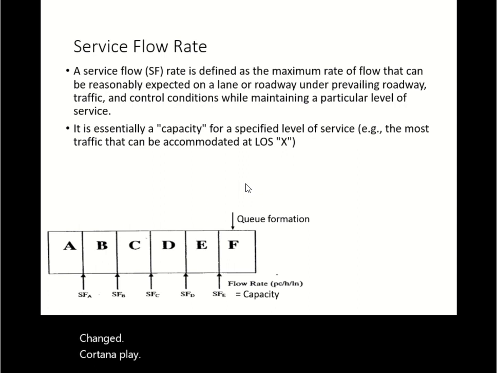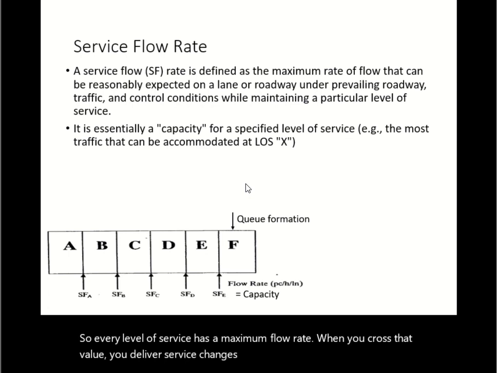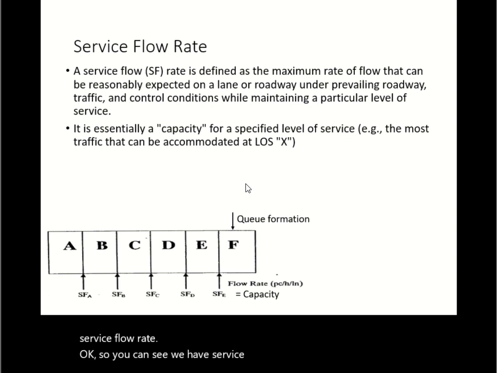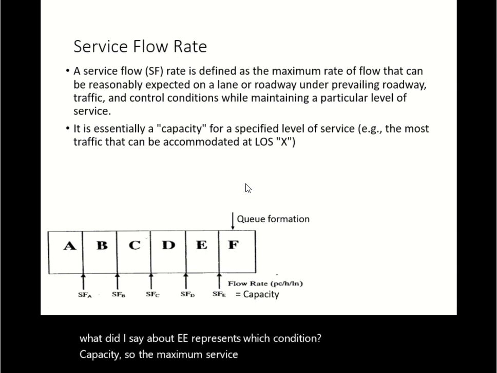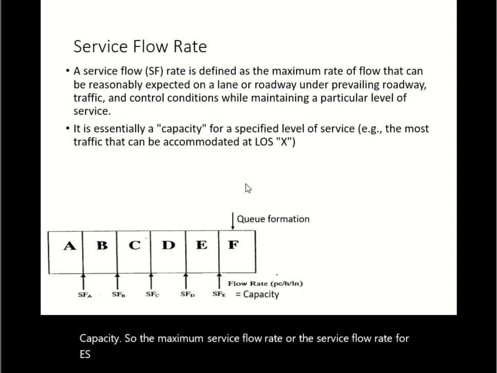So every level of service has a maximum flow rate. When you cross that value, the level of service changes. That maximum value is known as service flow rate. You can see we have service flow rate for A, we have for B and C and D and E. And what did I say about E? E represents which condition? Capacity. So the service flow rate for E is capacity.